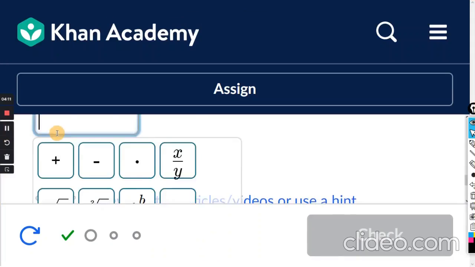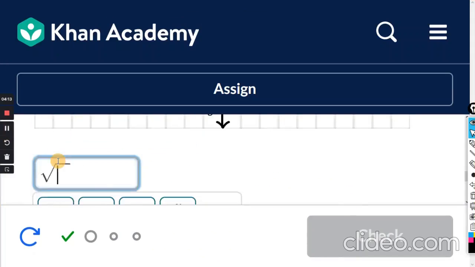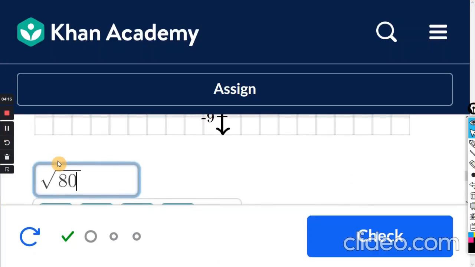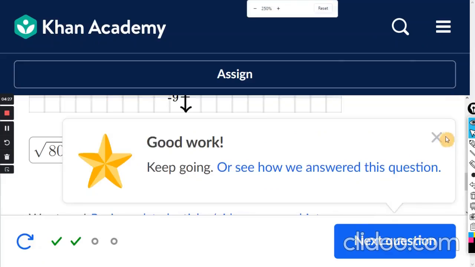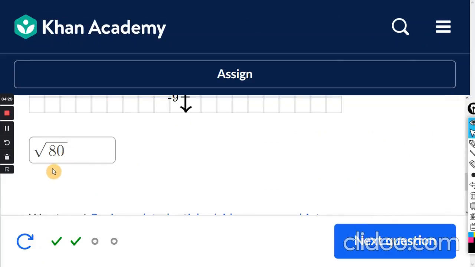So just click in the box, click the square root symbol, and type 80. It looks like you don't have to simplify the square root. You can just type radical 80, and they will accept it. So you don't have to simplify that square root.